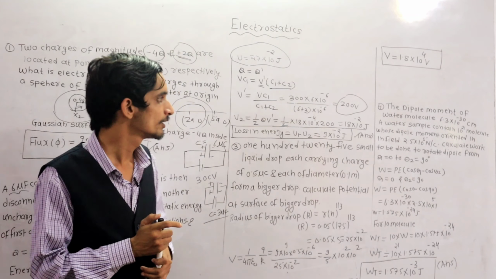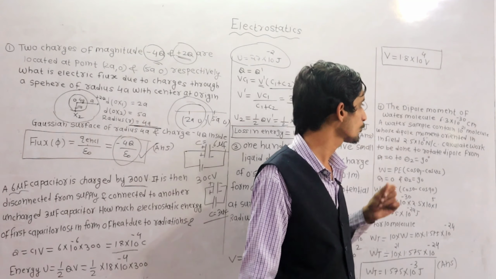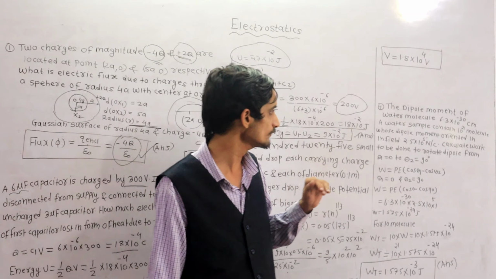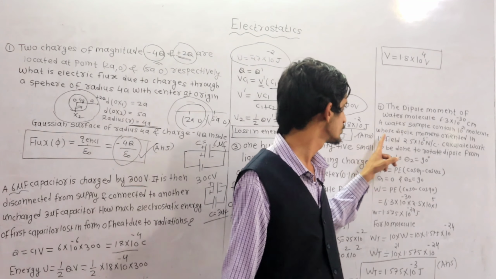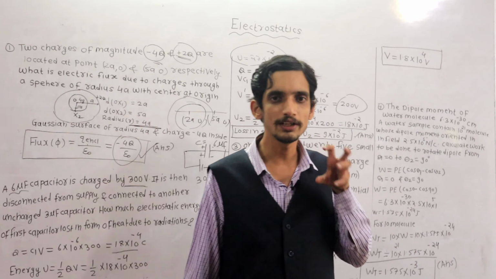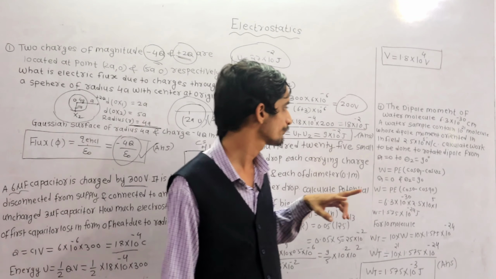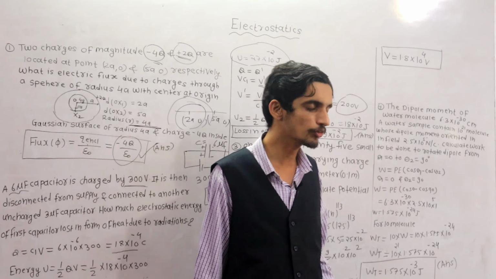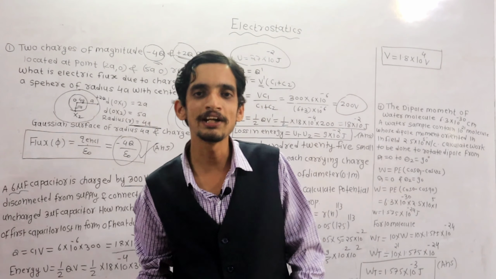Clear? Okay. Next, problem number 4. The dipole moment of a water molecule is 6.3 into 10 raised to minus 30 coulomb meter. A water sample contains 10 raised to 21 molecules whose dipole moment is oriented in a field of 2.5 into 10 raised to 5 Newton per coulomb. Calculate the work to be done to rotate the dipole from theta 1 equal to 0 to theta 2 equal to 90 degrees.